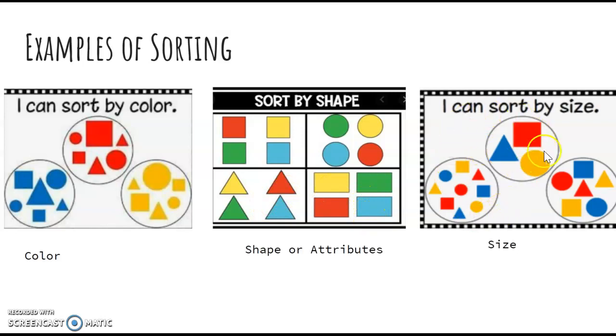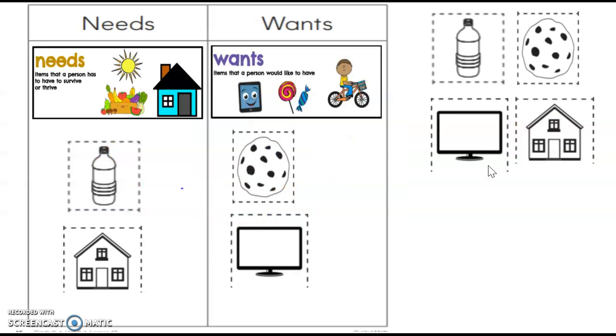You can also sort objects by their size, okay? If you look here, these are the smaller objects or the smaller shapes. Here are the medium-sized shapes, and then here is the large shape, okay? Now, you could also sort items in different ways. It doesn't have to just be properties.